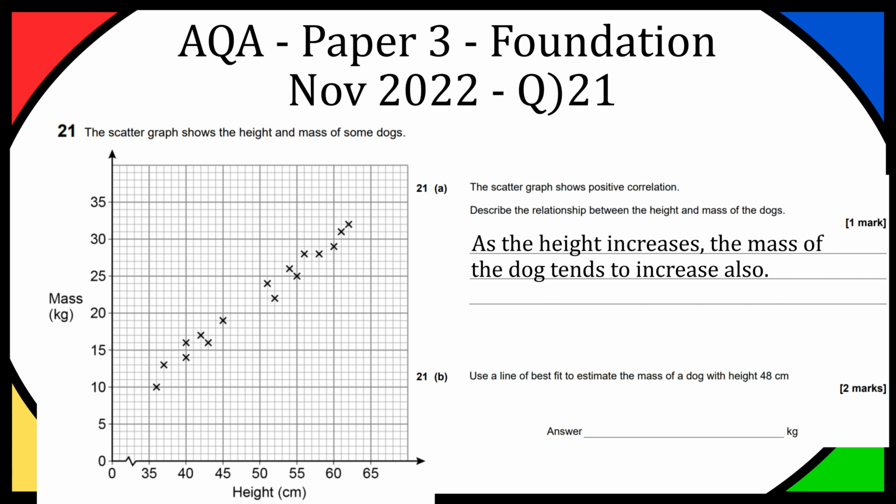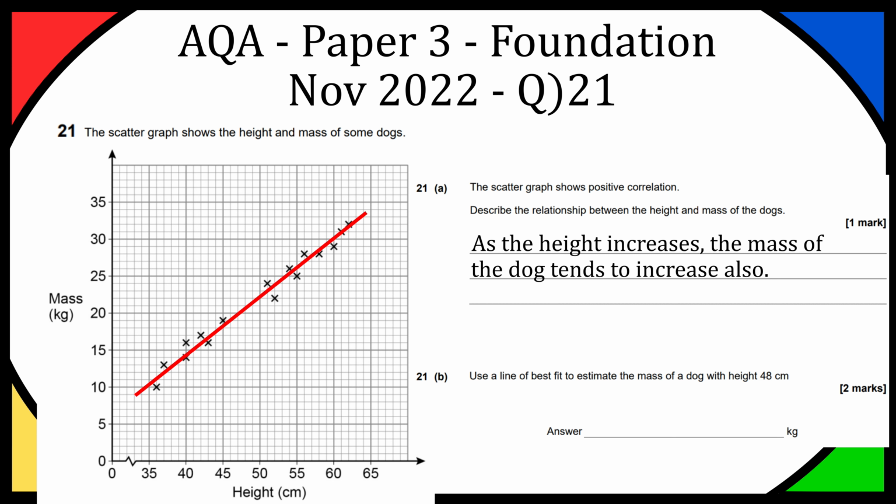and that should get you your mark. Then for question 21B, it says use a line of best fit to estimate the mass of a dog with height 48 centimeters, 2 marks. And yeah, so let's first put a line of best fit on the graph. A line of best fit is a straight line that best represents the overall trend of the graph. The idea is to draw a line with the minimum amount of space between all the points. That's the mathematical way of saying it, but basically draw a straight line which best fits the trend.